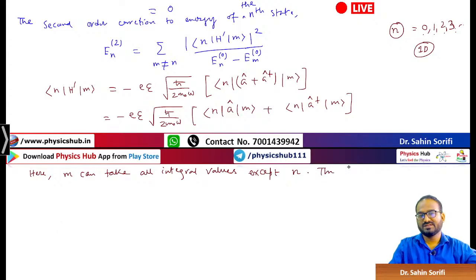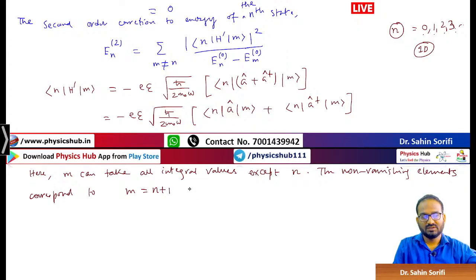And which are the non-vanishing terms? Non-vanishing elements correspond to, if you choose m equals n plus 1, then the first term will be non-zero, and if you choose m equals n minus 1, the second term will be non-zero. So all other values of m will give you 0 result.